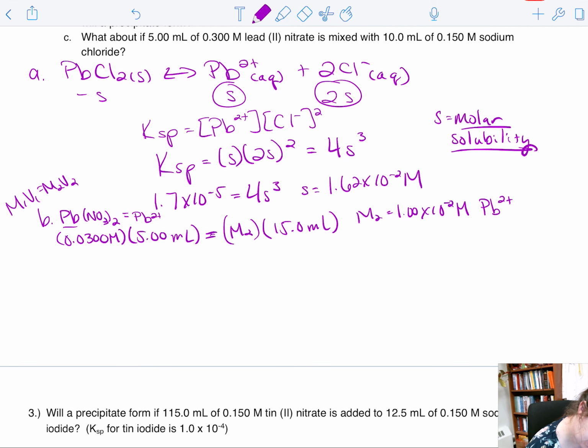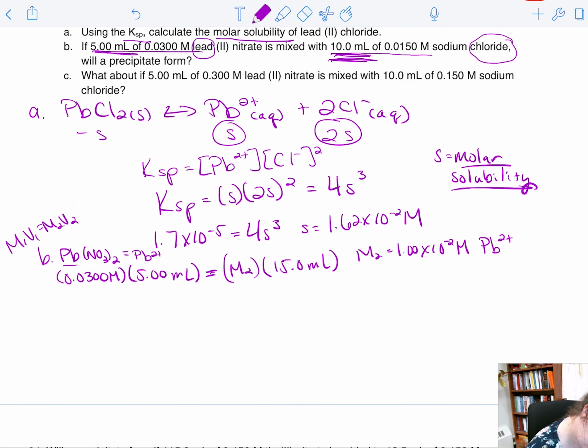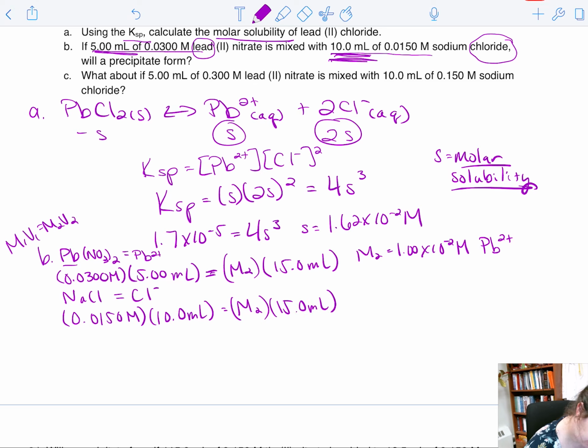We're going to do the same thing for our sodium chloride. Again, sodium chloride and chlorine are 1-to-1, so this will be equal to our chlorine concentration. We start out with 0.0150 molar and 10 milliliters of that, and we still have the same final volume, 15.0 milliliters. Calculating that out, we get an M2 equal to 1.00 times 10 to the negative 2 molar, and that's of our chlorine ions.